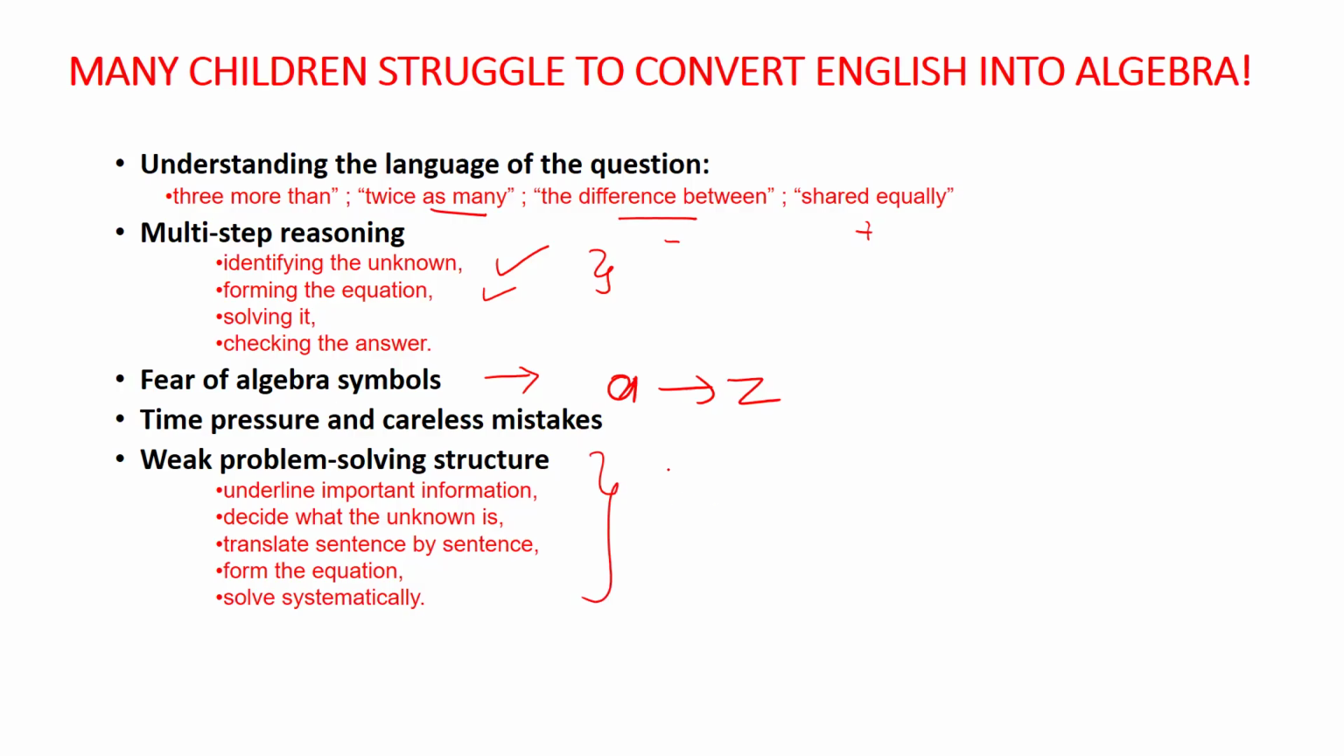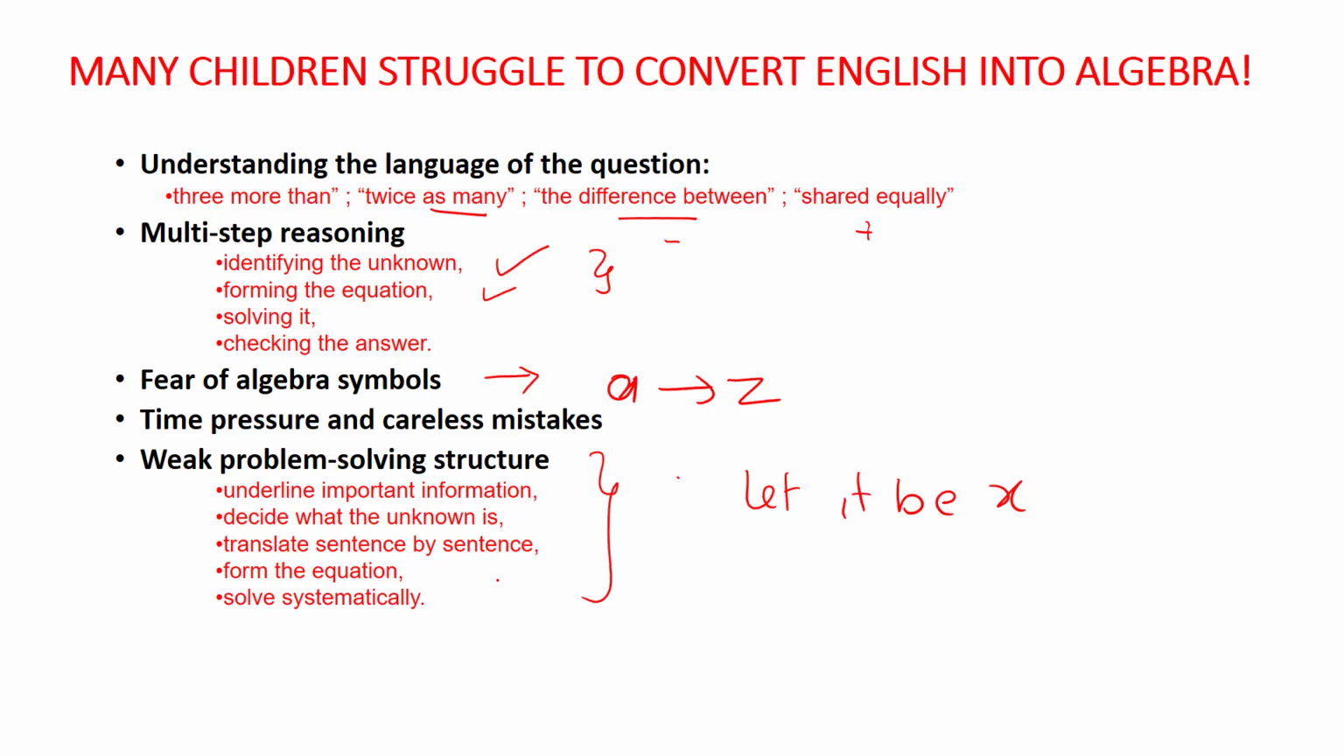Now, the other thing that I have pointed out here is the problem solving structure. You should always, as you have seen in my previous videos, try to underline any words, numbers or letters that you see in the problem. Decide what the unknown is. If the unknown is not given, for example the age of so and so, then you can say let it be x, and then we'll try to find what x is. Translate sentence by sentence, word by word, what it means into an expression or an equation. Finally, solve the equation systematically using inverse operations.